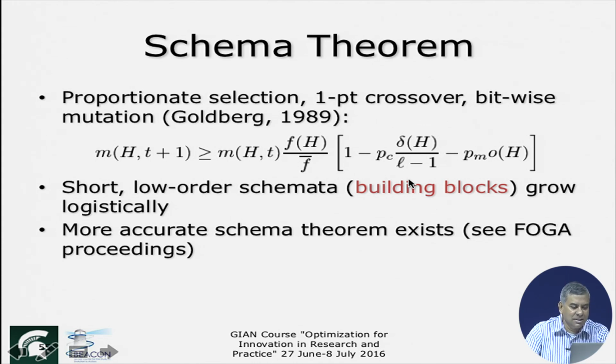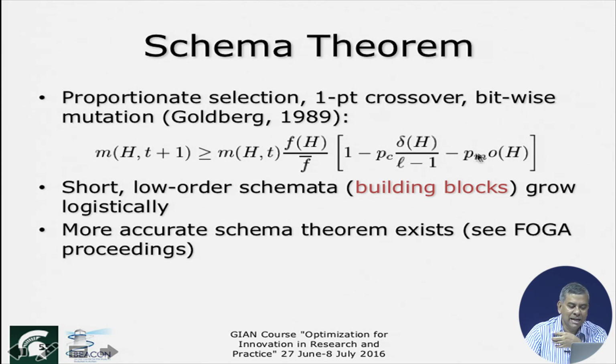Now what this tells us is that if we have f(H) much greater than F bar, that means this is greater than 1. And if we have a delta H that is very small, so you have chosen a schema where the defining length is small. What does it mean? You see the defining length is 0 when you have an order 1 schema, right? So it's a very tight schema. That means the difference between the two outermost positions is not very high. They are close together, the defined positions. And order O(H) is small. So that means 1 fixed bit, or 2 fixed bits, or 3 fixed bits at the most. So they are of very small order.